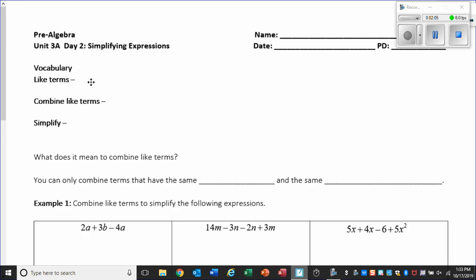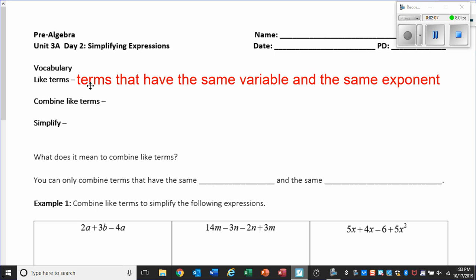So like terms are terms that have the same variable and the same exponent. Okay? So it's not just that they're the same letter, they also have to have the same kind of exponent being raised to. So if you look at this example, we have m and n. Okay? M and n are not like terms because they don't have the same variable. But 14m and 3m are like terms. On this example, we have the x squared for this term, but here we have an x. So these are not like terms because they have different exponents, even though they have the same letter.